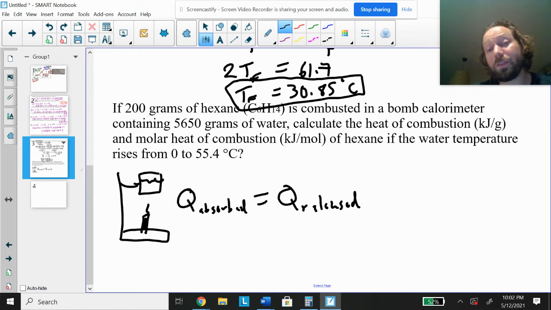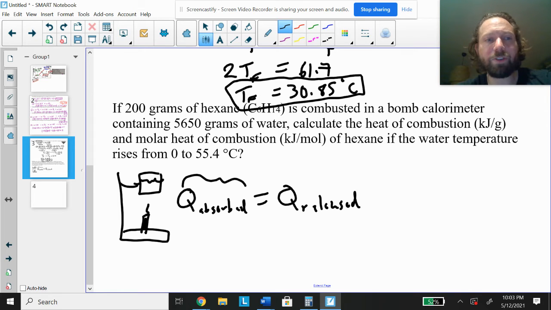The one thing we don't know is the numbers in Q equals mc delta T for the amount released, because we might not even know what substance we're talking about, so we don't know its specific heat capacity or its temperature change. But we can figure out the amount of energy absorbed by the water, because water is easy to measure the temperature change of, we know the specific heat of water, and we can figure out its mass. So we can say that they're both equal.